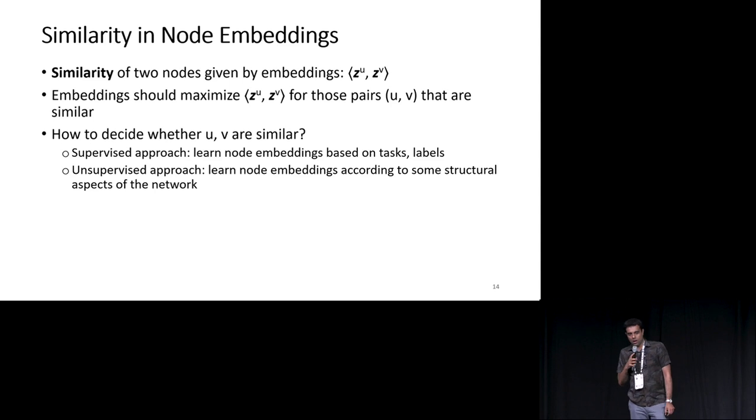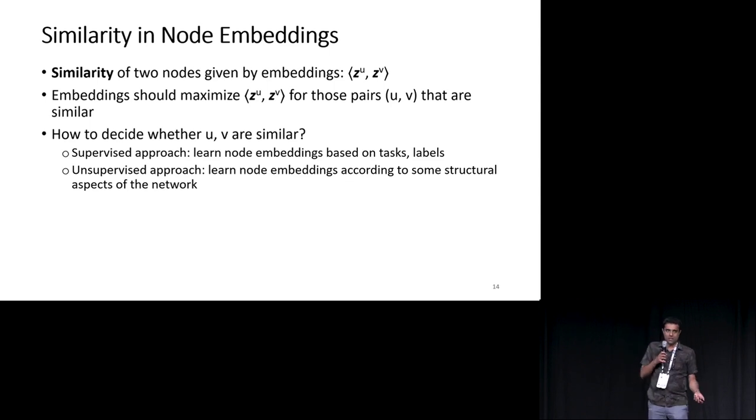Okay. So now how do we think about similarity of node embeddings? You can think of similarity of two nodes, given by their embeddings, in terms of an inner product, which tells you how well they're aligned. So you want node embeddings to maximize this inner product for nodes u and v that are similar. And how do you decide if these are similar?